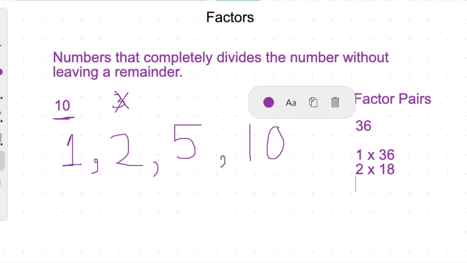Now, the next one, 3 times what gives you 36? Does this 36 come in the table of 3 or is it divisible by 3 without leaving any remainder? Yes, it is. 3 times 12 gives you 36. Next, we'll move to the number 4. Now, 4 times what gives you 36? 4 times 9 gives you 36.